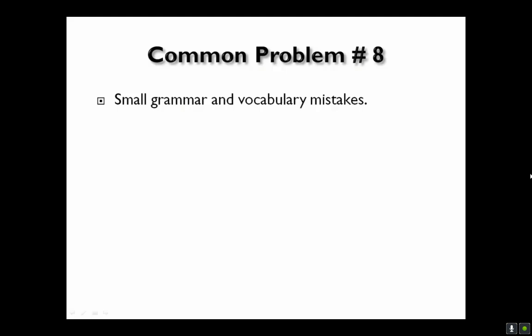In order to get over a band 6, you should be aiming to have the majority of your sentences, more than 50% of your sentences, having no mistakes at all.